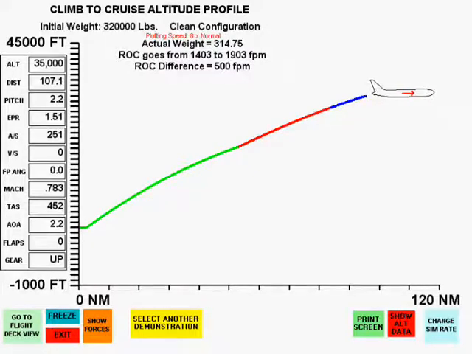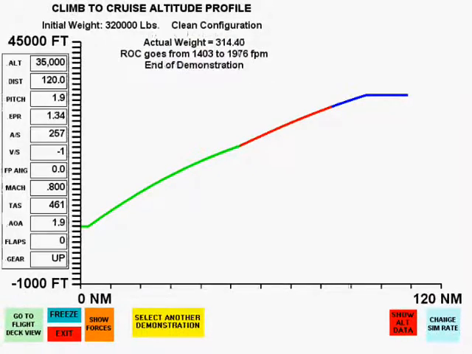Operationally, none of this really matters. What is important is that the constant indicated airspeed to Mach climb is a simple method to fly an otherwise complicated changing airspeed climb profile. Now that we have seen a combined indicated airspeed and Mach climb, let's review the entire climb profile.